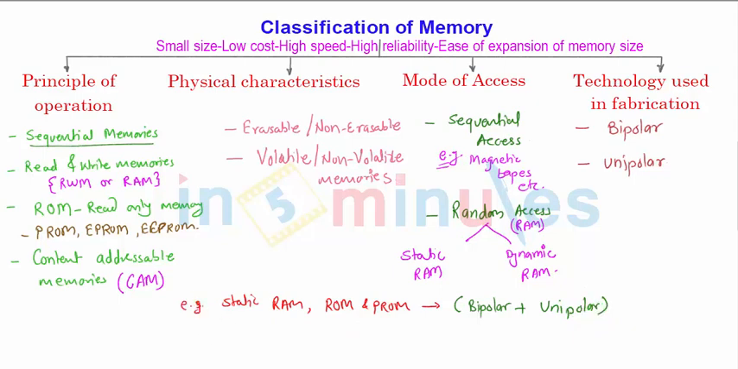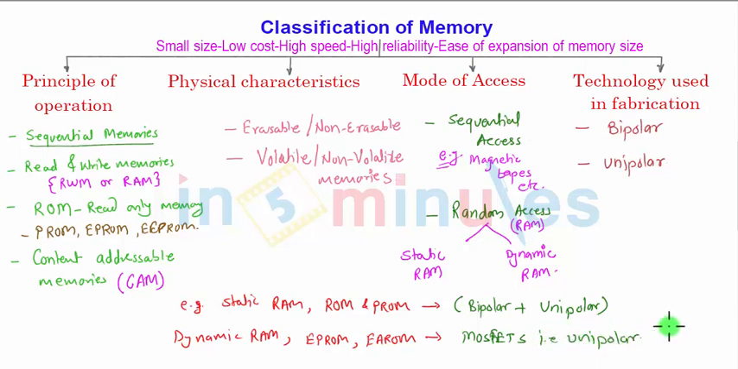Secondly, dynamic RAMs along with electrically programmable read-only memories, that is EEPROM, and electrically alterable EAROM, are fabricated with the help of MOSFETs. MOSFETs, that is nothing but the unipolar technologies. So on the various parameters, the memories can be divided.